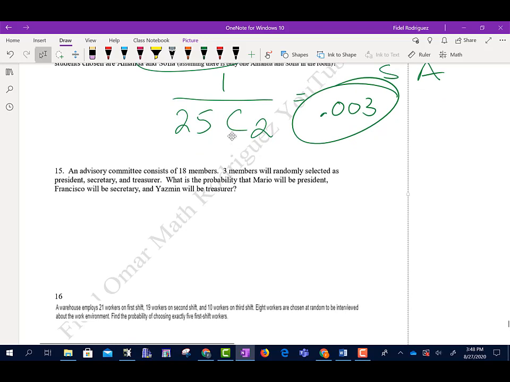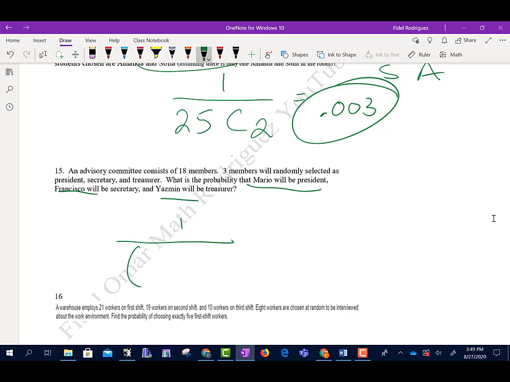Okay. Now it says an advisory committee consists of 3 members. The 3 members randomly will be selected as president, secretary, and treasurer. What's the probability that Mario will be president, Francisco will be secretary, Yasmin will be treasurer? Okay, so that is 1 order. So now this is going to be 1 over. But because the order is important here, guys, I'm going to be using permutation.